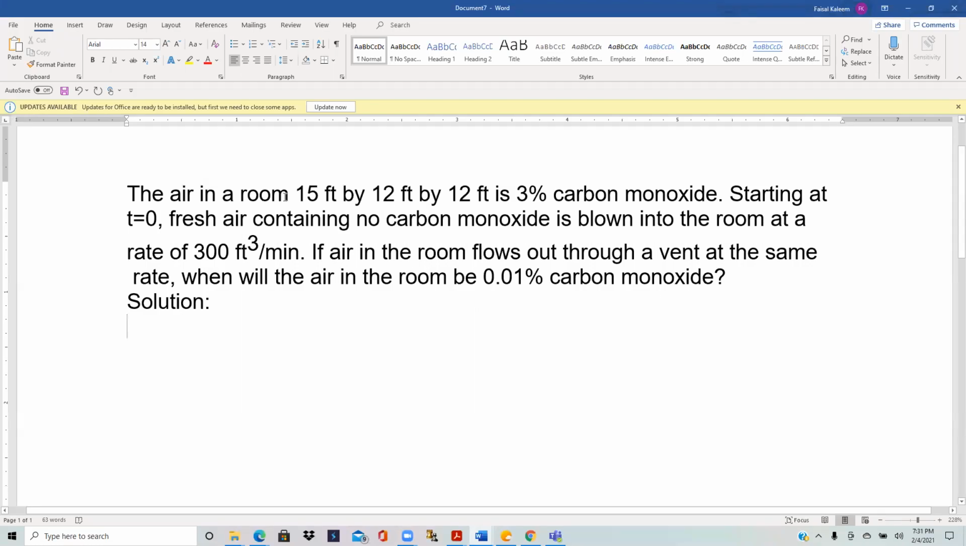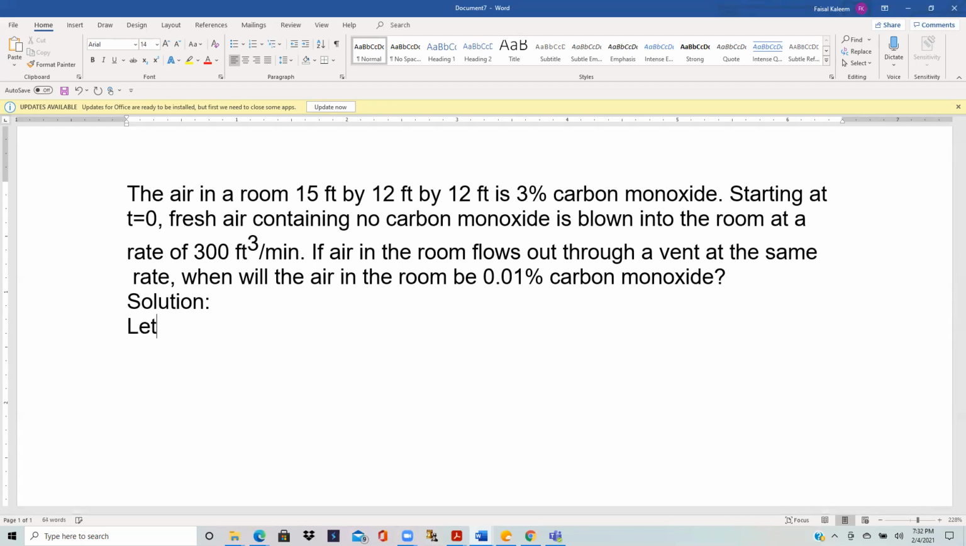The air in the room, 15 feet by 12 feet by 12 feet, is 3% carbon monoxide. Starting at t equals 0, fresh air containing no carbon monoxide is blown into the room at a rate of 300 cubic feet per minute. If the air in the room flows out through a vent at the same rate, when will the air in the room be 0.01% carbon monoxide?